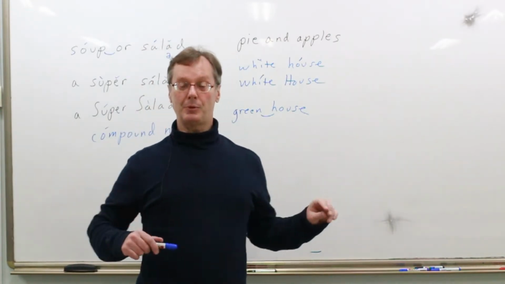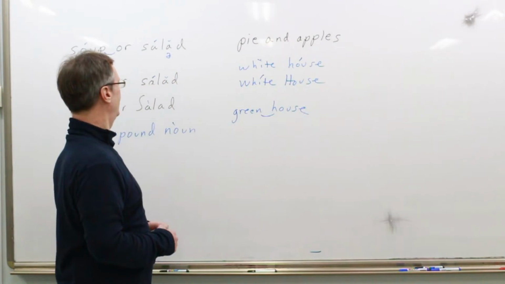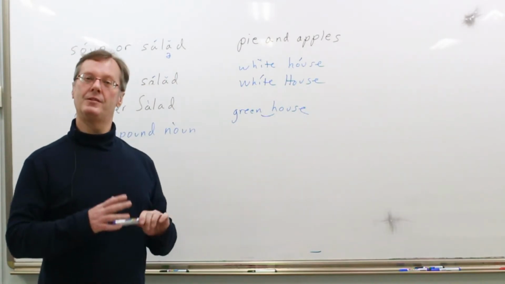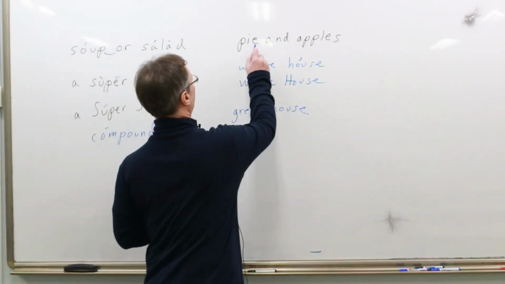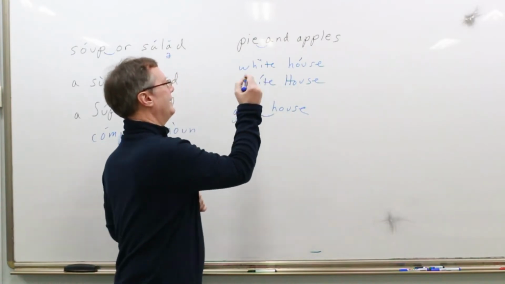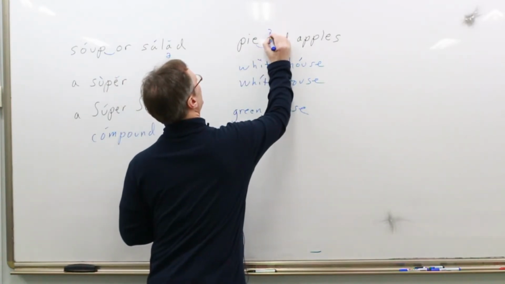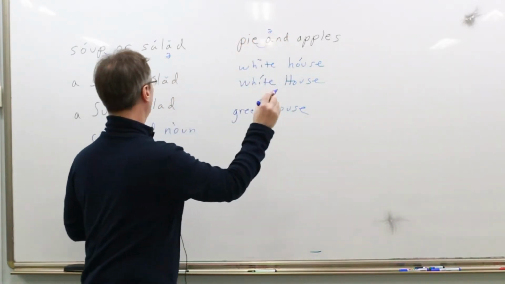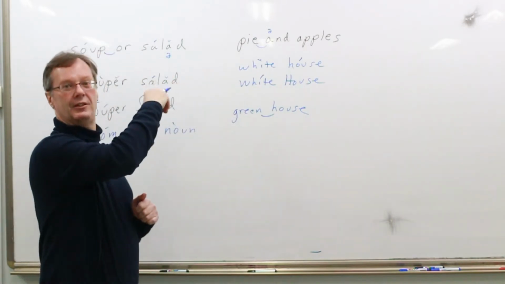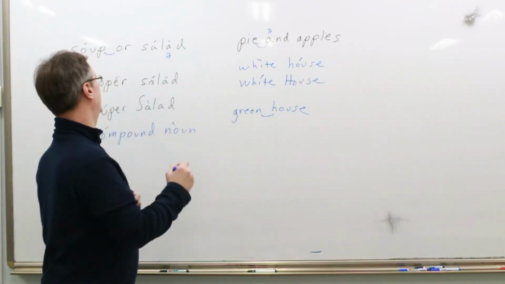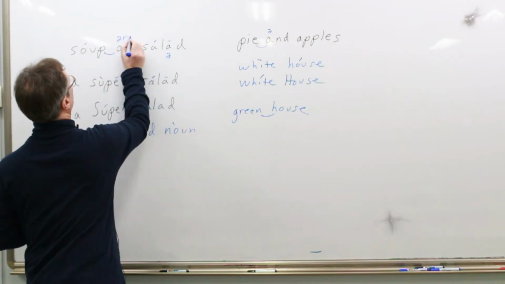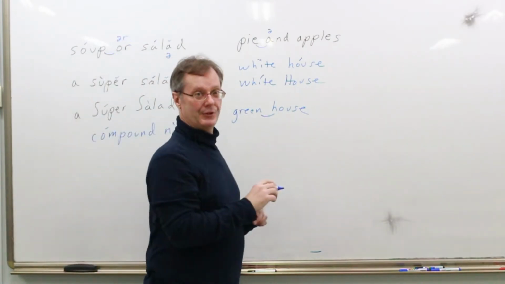All right, what was the next problem with the customer? Pie and apples. So again, we have linking here, and minor words often, again, get reduced. We don't say "or," we say "super salad." Pie and apples.